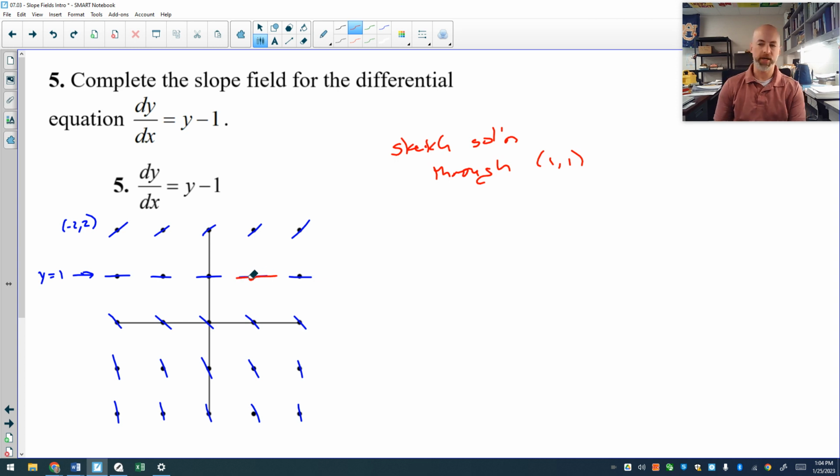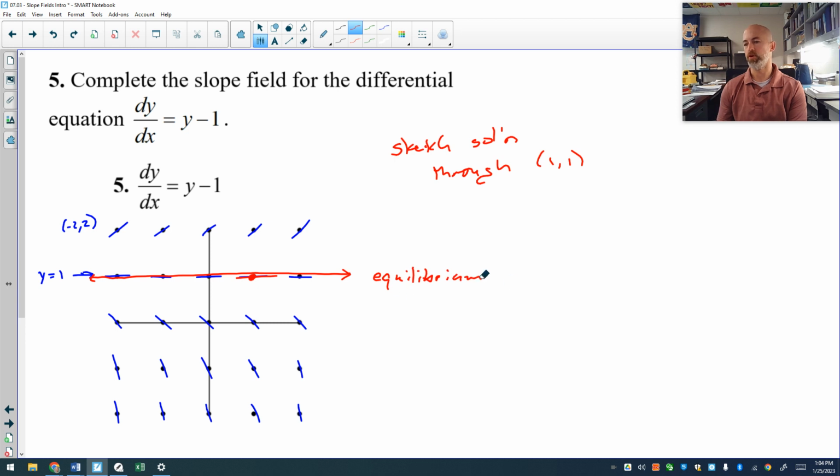Well, since I'm horizontal, my y coordinate never changes here, which means my slope is never going to change either. So the solution through that point is actually a horizontal line. It just sits on that. But there is the solution. And when you have a horizontal solution like that that sits on a bunch of 0 slopes, we call this an equilibrium solution.